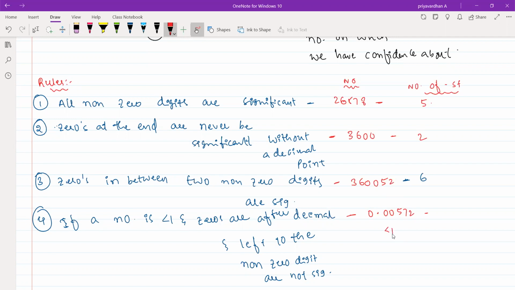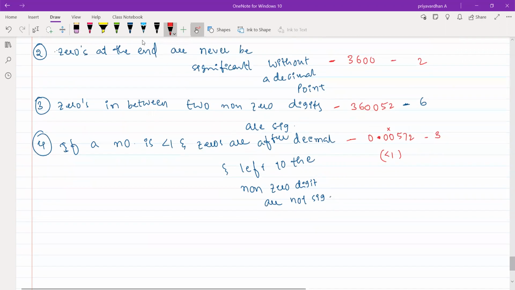Now, how many significant figures are there? This number is obviously less than 1. You can see right after the decimal, there are 2 zeros, and these zeros are to the left of a non-zero digit. These 2 zeros will never be significant. Only 3 significant figures are there. Clear? Yes. Good. Good that you guys have more clarity on significant figures.